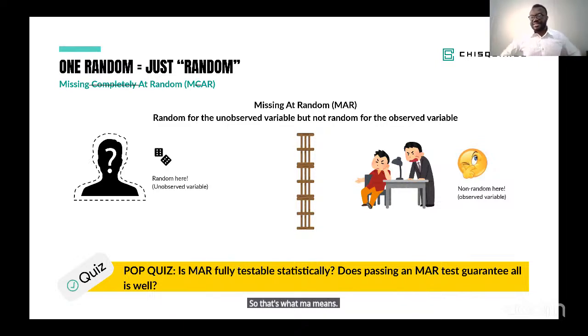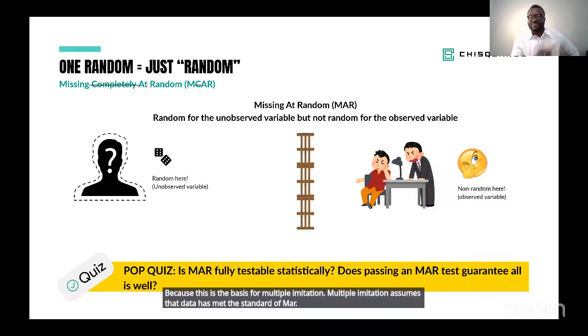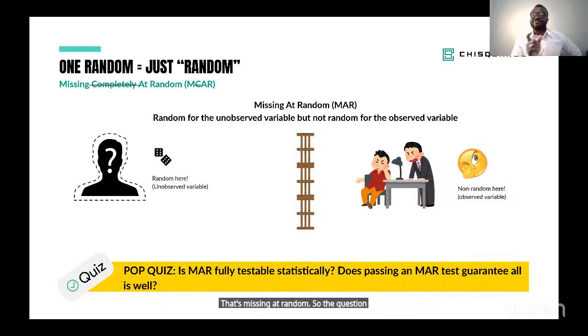So again, the question is, is MAR fully testable statistically? What do you think? Because this is the basis for multiple imputation. Multiple imputation assumes that the data has met the standard of MAR, that's missing at random. So the question is, can you test MAR fully statistically? If so, why? If not, why? What are your thoughts?